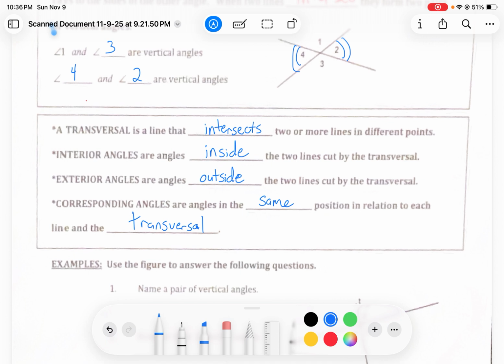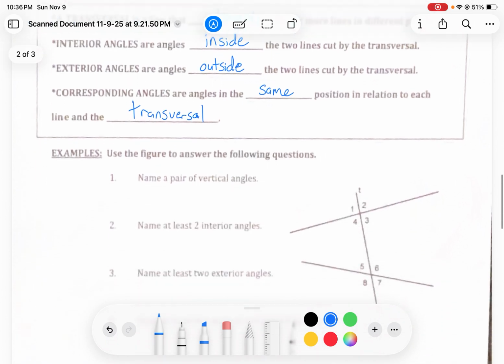When you see an example, it'll make more sense, but basically, if one angle is left of the transversal and above a line, that means the other angle that's above a line and left of the transversal is corresponding. Like I said, you'll see as we go here.